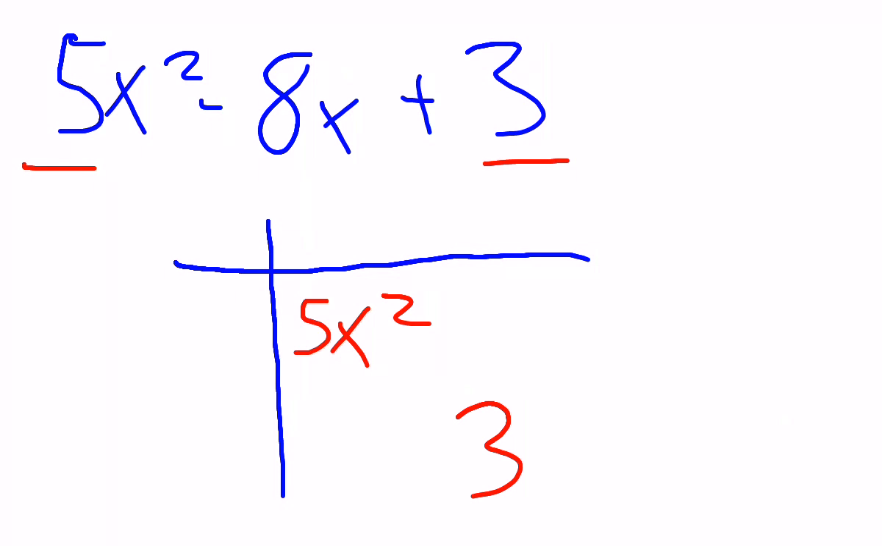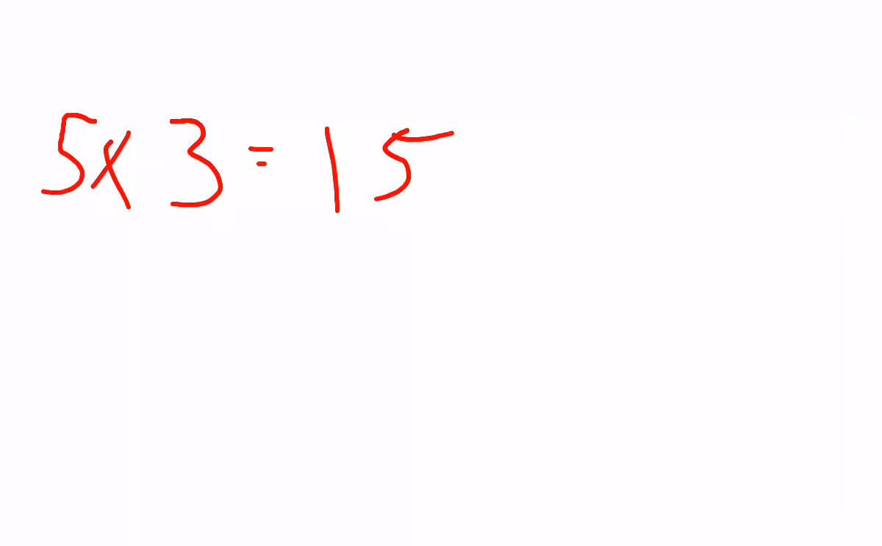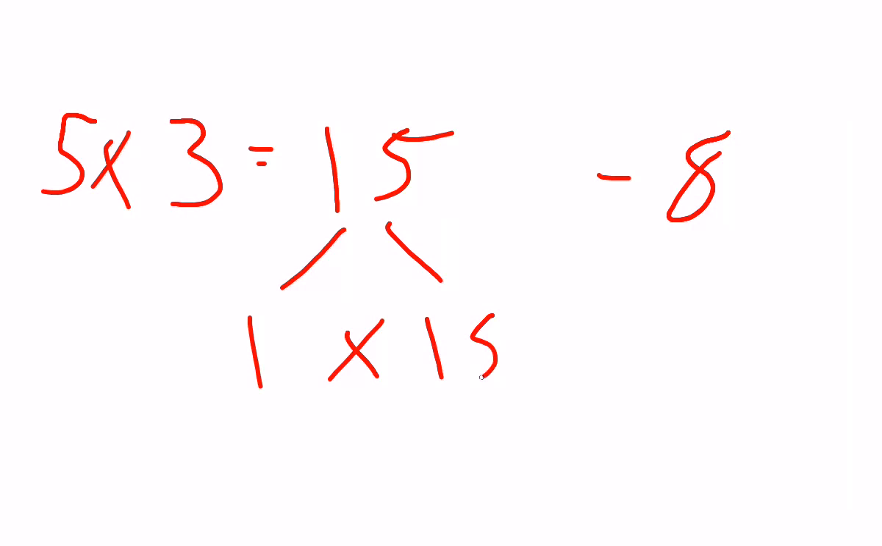Next step, we got to remember A and C. So it's 5 times 3 equals 15. And then we have to remember the letter B, and the letter B was negative 8. So we're going to say what times what equals 15, and can they add up to 8 somehow? In this case, no, I can't think of one.